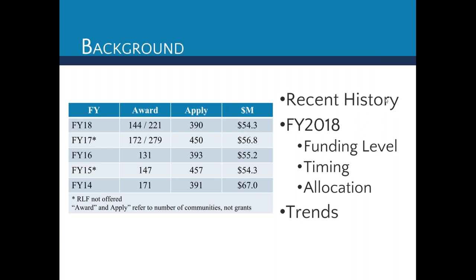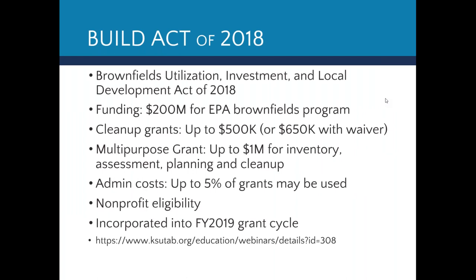Looking at the dollars awarded, the last 4 years have been pretty consistent, and that's really subject to the appropriations that the EPA receives every year. So for the next coming year, it will be affected now by the Build Act of 2018. Funding remains the same, but again, Congress may decide to appropriate more next year. We have to stand by and see what that looks like.